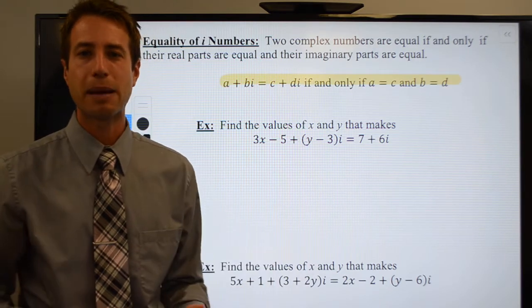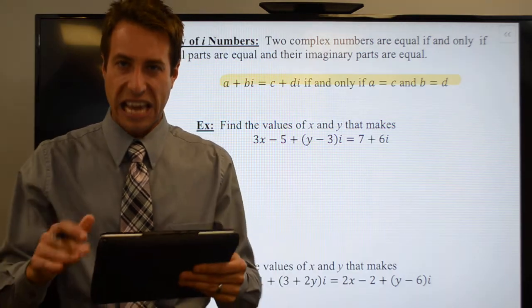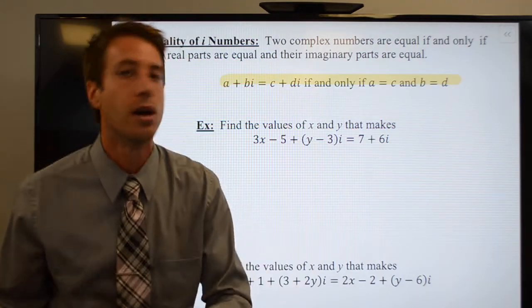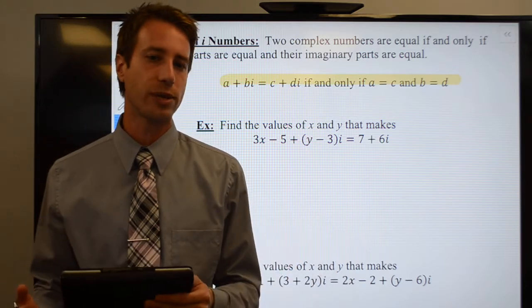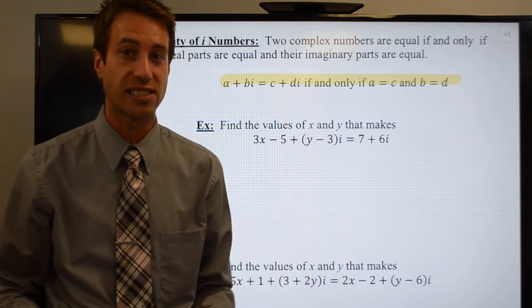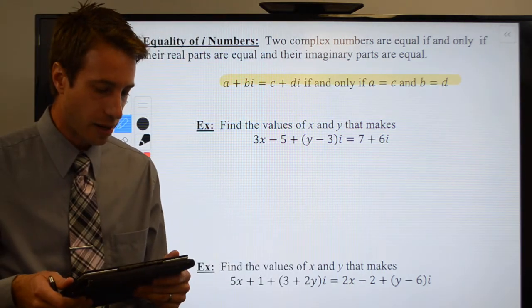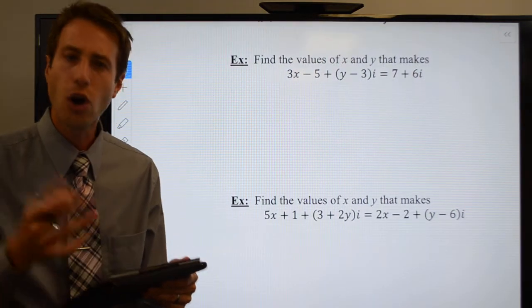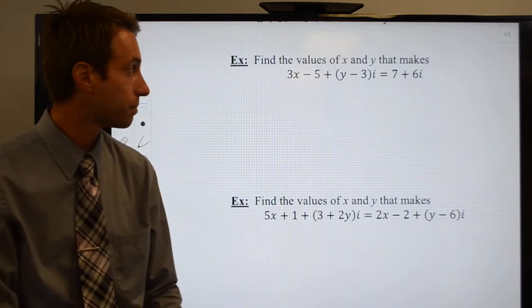And guys, this should make perfect sense. The only way that real numbers can be equal to each other is if they're the same number. Complex numbers are no different. The only way that two complex numbers can be equal to each other is if they're the same number. So let's take a look at how I might ask you to do one of these problems on a test or a quiz, or even in the homework.